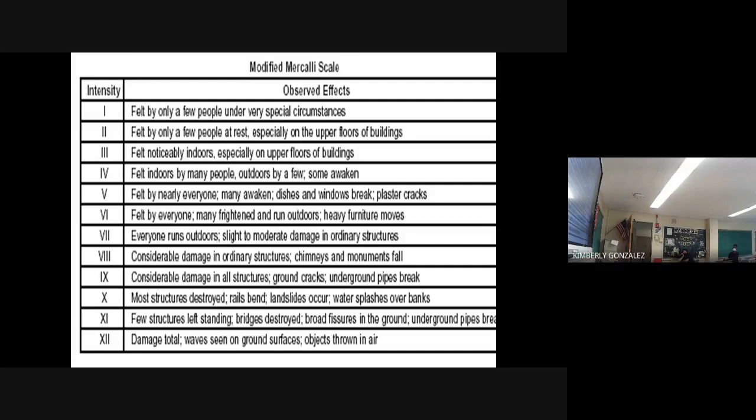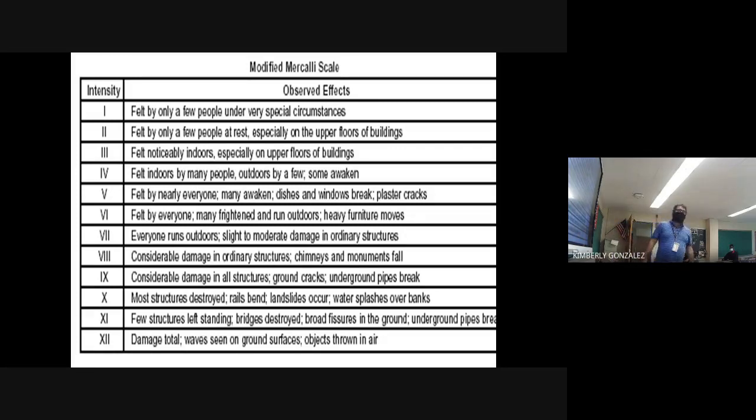Okay? And basically what you look at is you would read a paragraph. The way this might be on a Regents or a test or something like that is they give you a paragraph describing what happened in a particular area. And based on what the people say they saw or the damage that was done, you'd have to pick one of these points. Okay? So if you look at it, it's relatively easy.